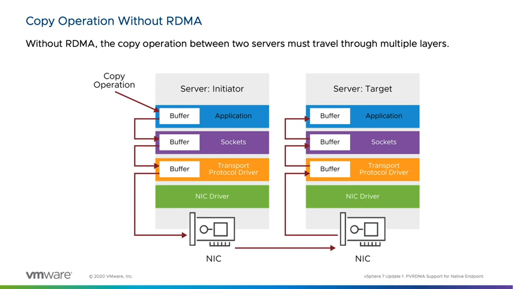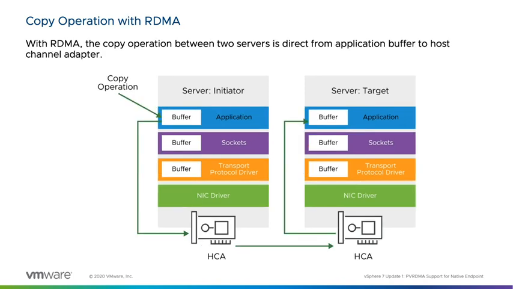Contrasting that with a copy operation with RDMA, the copy operation between the two servers is direct from the application buffer to the host channel adapter. With RDMA, the network adapter can transfer data directly to or from the application memory, eliminating the need to copy data between the application memory and the data buffers in the operating system.